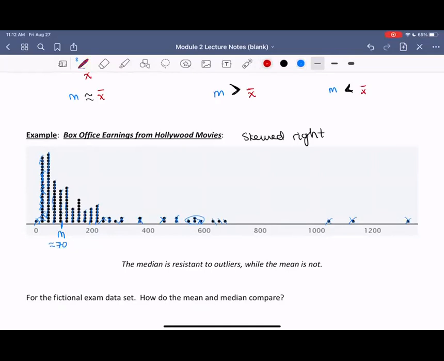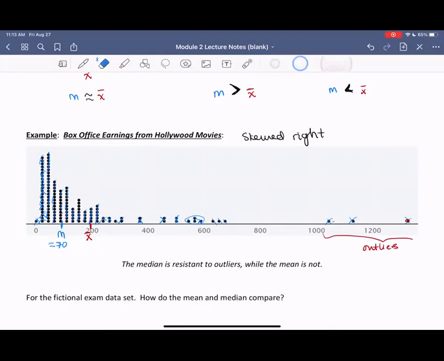But then what we'll observe is that because of these larger values, the mean is actually going to be skewed right. So these 2 or these 3 outliers here, those are going to be some blockbusters, right? Movies that really generated a lot of income. So these are outliers in our data.